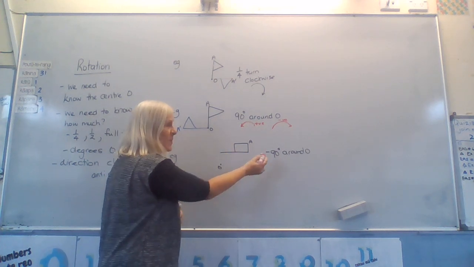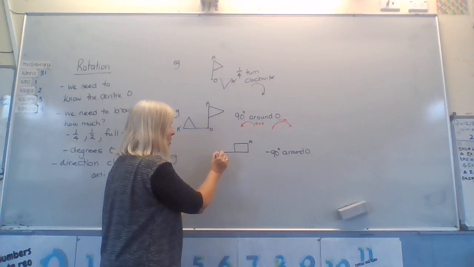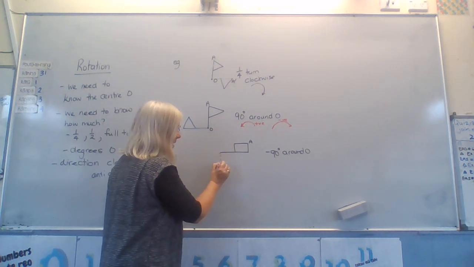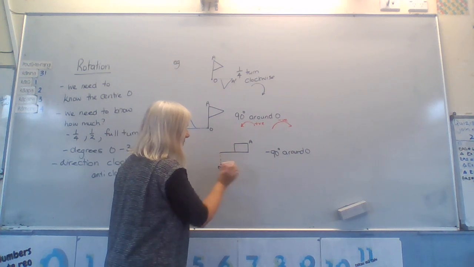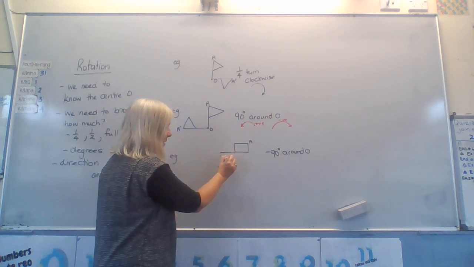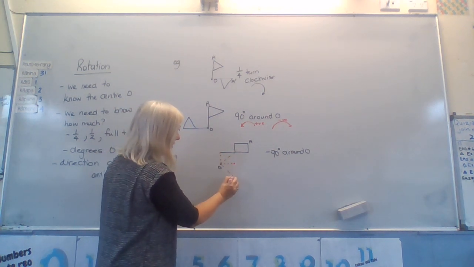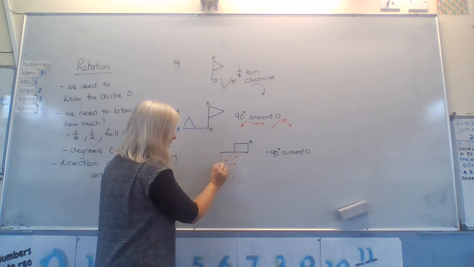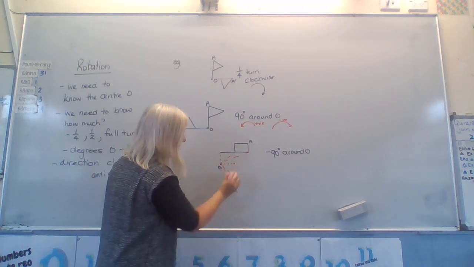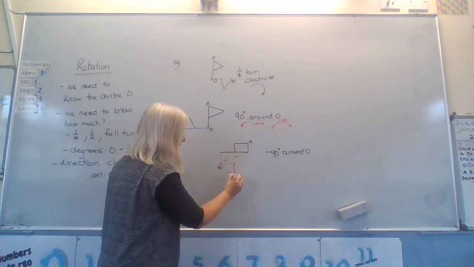So each time, 90 is a nice right angle, that's why I chose it. We go down and then we go out. That's the first point. We go down and then we go out. That's the second point. We go down and then out. Here's the third point. My shape is going to end up here.